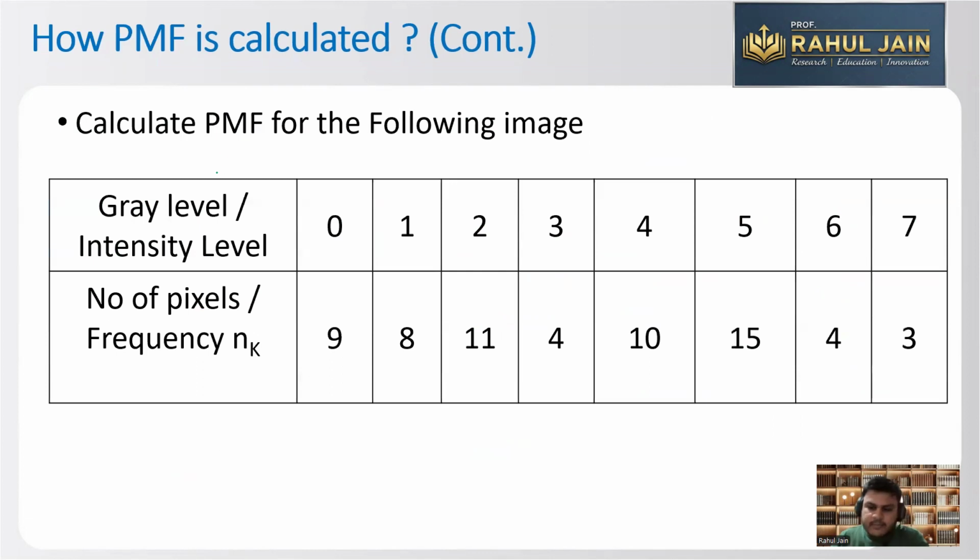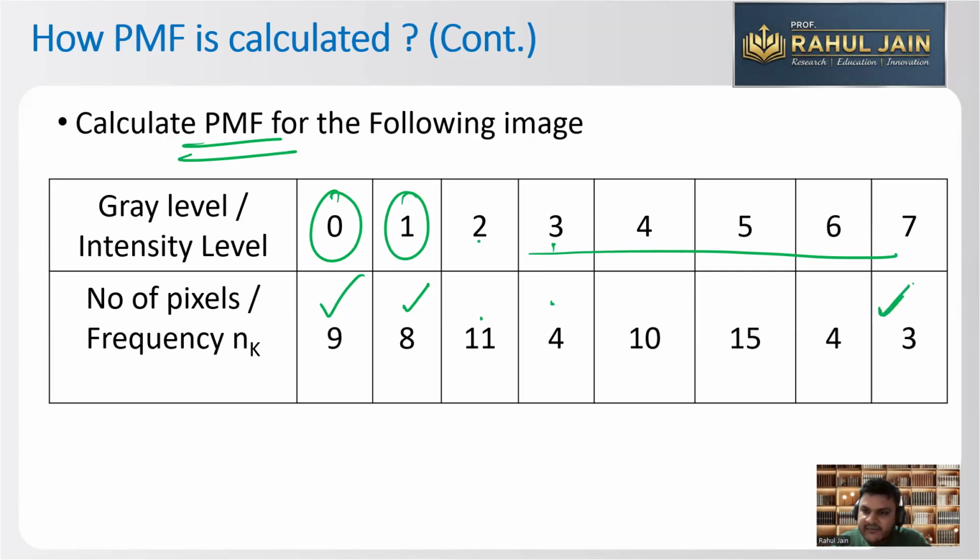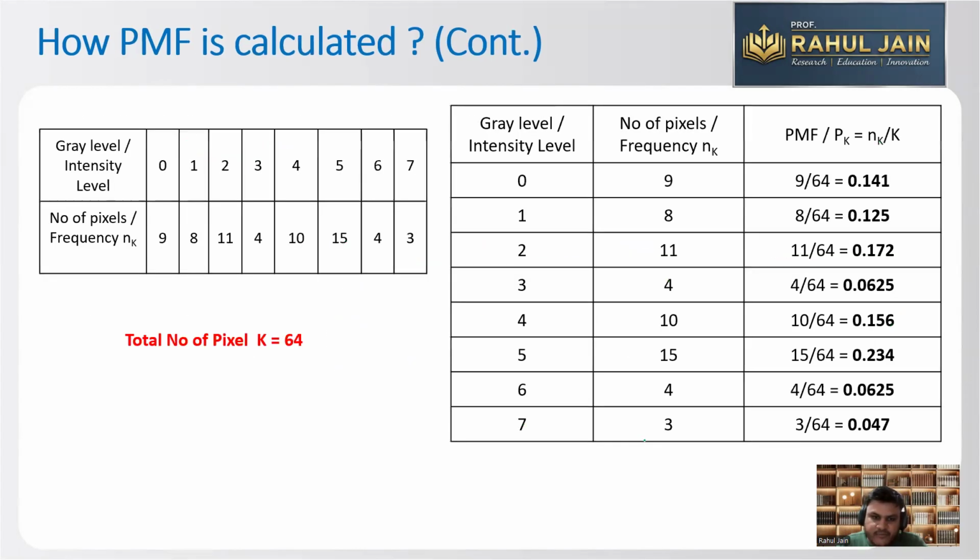Now, for example, one more problem: rather than this image, you might get this particular table directly, and they may ask, calculate the probability mass function for the following image. So how to calculate it? Let's say if the gray level is 0, by default we get the frequency of 0 as 9. Frequency of 1 is 8, frequency of 2 is 11, frequency of 3 is 4, and similarly for all these intensity levels, these are the frequencies. Fine. So the total number of pixels, if you take the summation of all this, is 64.